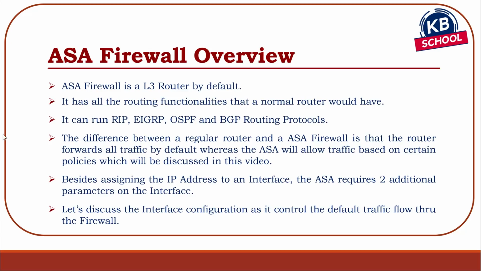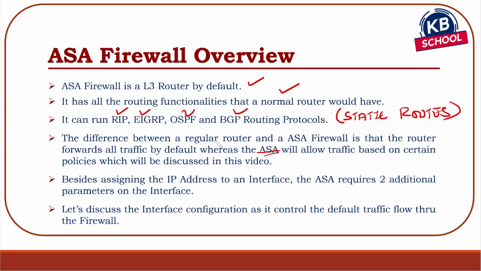So coming back over here as an overview, it is a layer 3 device, has all the normal functionalities of a router running RIP, EIGRP, OSPF, BGP, and static routes. So it also has the ability to do static routes as well. We'll do labs on that as well. The difference between a regular router and ASA is that by default, the router will route all the traffic, ASA will not. It has certain policies that need to be adhered to that you will take a look at as we go through the video that will govern what is the default flow of traffic through the firewall. Actually, it's a core component of this particular video.